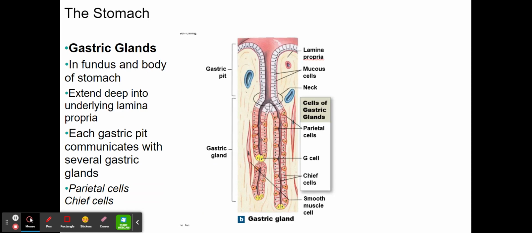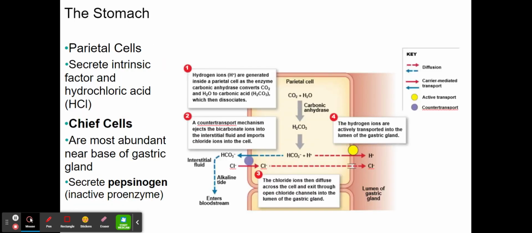In the fundus and body of the stomach, each gastric pit communicates with several gastric glands, which extend deep to the underlying lamina propria. Gastric glands are dominated by 2 types of secretory cells, parietal cells and chief cells. Together, they secrete about 1,500 milliliters of gastric juice each day. Parietal cells are especially common along the proximal portions of the gastric glands. These cells secrete intrinsic factor. This glycoprotein helps absorb vitamin B12 across the intestinal lining.